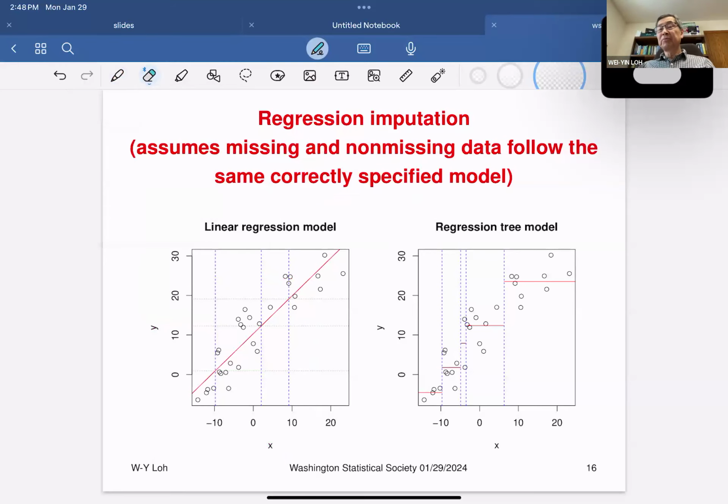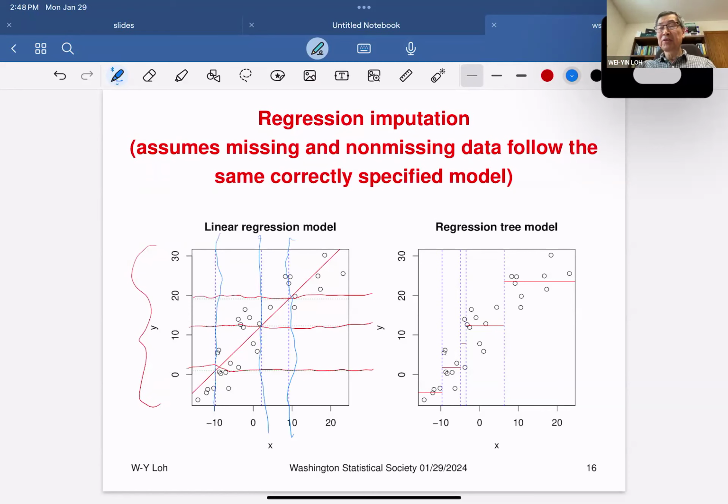Now you could also do hot deck imputation. The way you do hot deck imputation is you take the range of Y from this linear regression model, and here I just cut it into the quartiles, right? So 25% above the first line, next 25%, and so forth. And where they meet the regression line, you have these vertical lines.